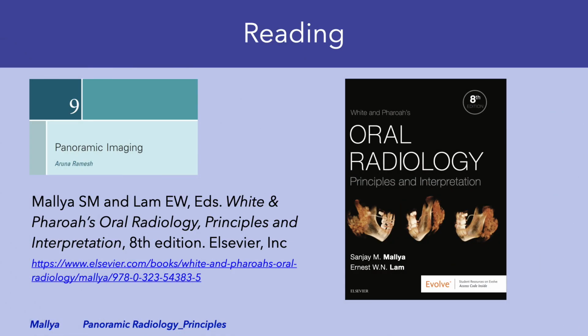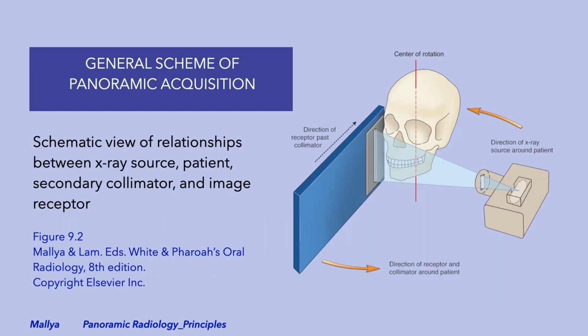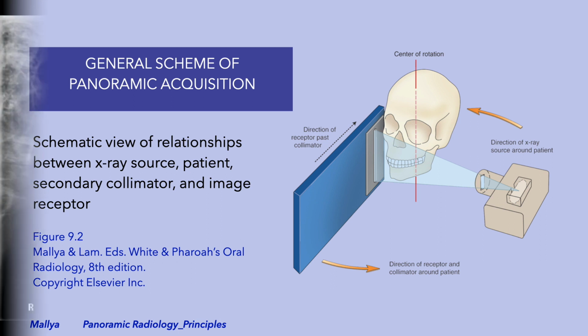The content in this presentation has been sourced from Chapter 9 of the textbook that I co-edited with Dr. Lam. This graphic demonstrates the general scheme of making a panoramic radiograph. An X-ray source and receptor rotate around the patient's head. The X-rays are collimated into a narrow vertical beam at the source and again at the receptor. The receptor moves past the collimator during the exposure cycle, acquiring sequential vertical images of the patient's jaws.